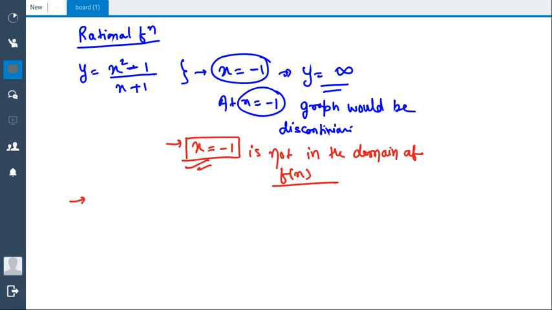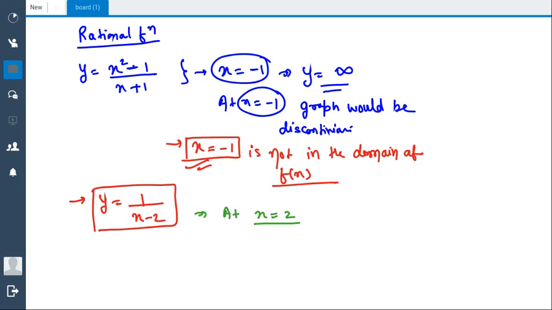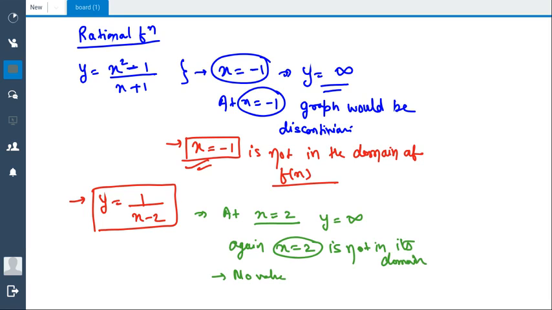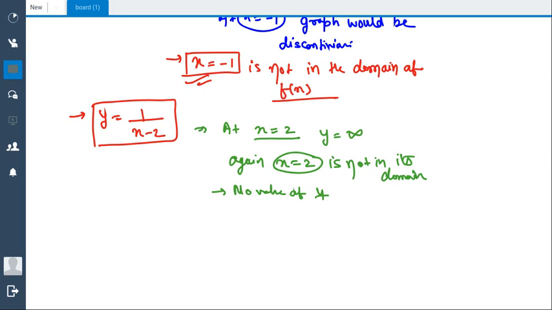The other question says that y is 1 upon x minus 2. So again we can see that at x is 2, y would become infinite. So basically, again, x is equal to 2 is not in its domain. Not in its domain means there would be no value of y corresponding to x is equal to 2.